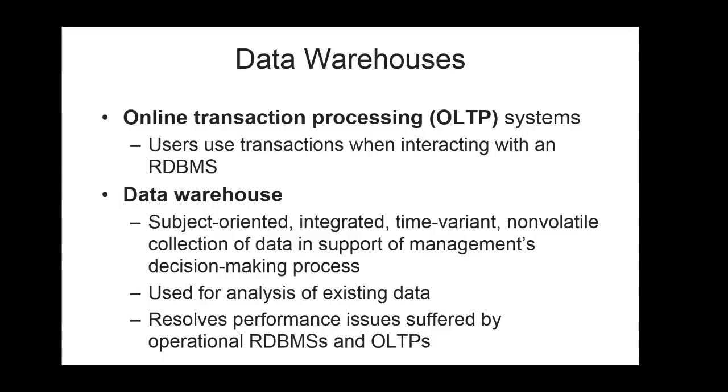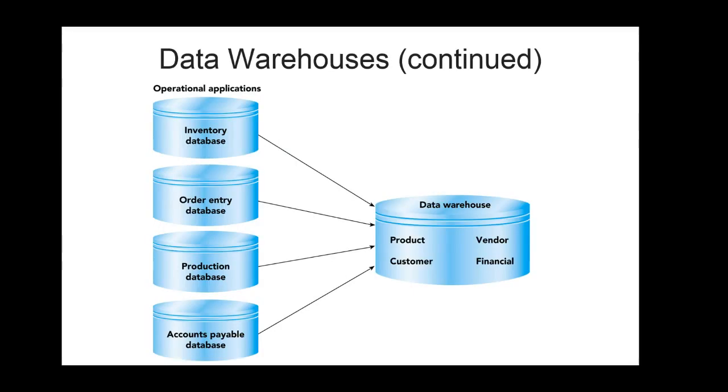So what is a data warehouse? A data warehouse is a subject-oriented, integrated, time-variant, non-volatile collection of data in support of management's decision-making process. It's used for analysis of existing data. It also resolves performance issues suffered by operational relational database management systems and OLTP. For the operational applications, large companies use a variety of database management systems and file processing systems that have been developed over a period of many years. This is a data architecture example.